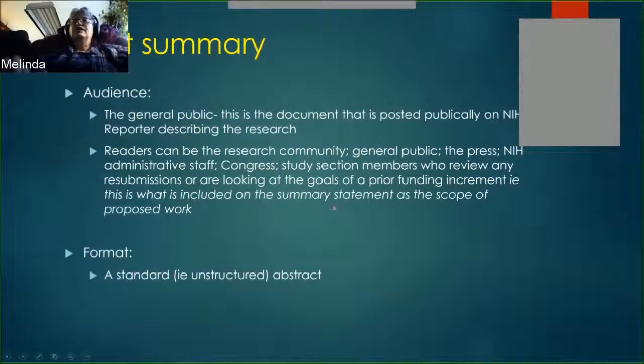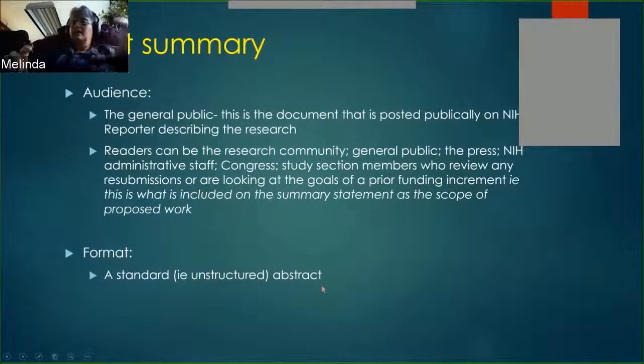And it's included. Also, for a K award, those aren't renewable, but if you have an R award that's renewable, the project summary is what the study section is going to judge you on, in relationship to whether you did the aims of the prior project, if you go in for a renewal. Now, the format of this is a standard unstructured abstract.